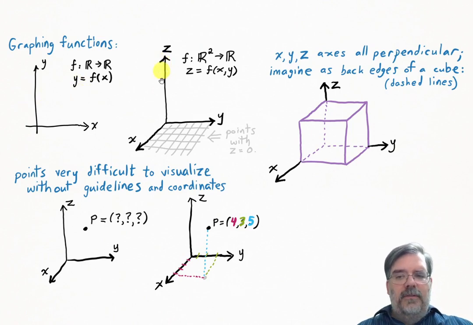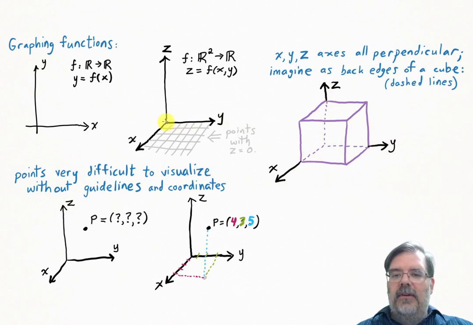For multivariable functions, we have three dimensions, x, y, and z, and we'll draw them like so. This might be kind of hard to visualize, but the x, y, and z axes are all perpendicular. The way I like to visualize this is to imagine these axes as the back edges of a cube. So here we have a cube in purple. Think of it as a slightly transparent cube, so you can see these back edges with these dashed lines. These back edges would align with the x, y, and z axes.